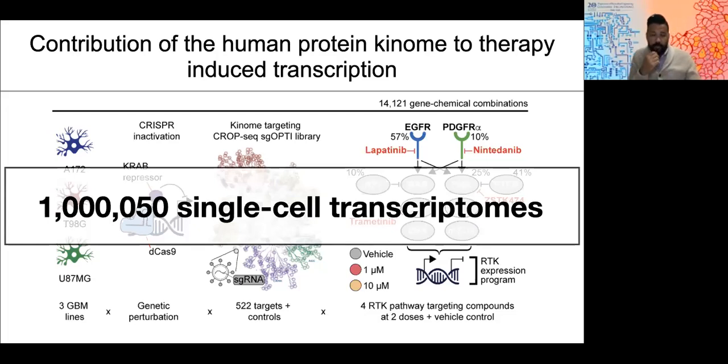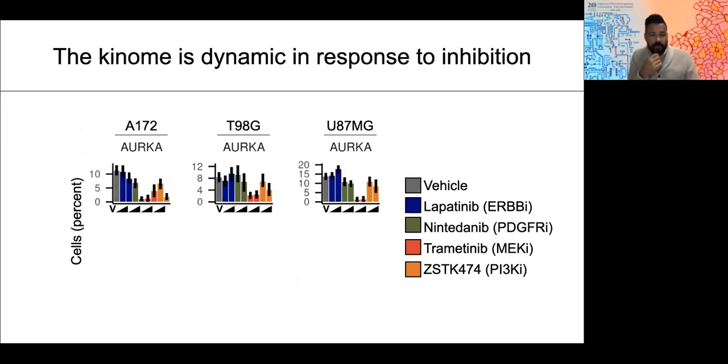Now, the first question we have is whether the kinome in and of itself is dynamic in response to these treatments. So here I'm showing you the percent of cells in our experiment, specifically our control cells or non-targeting cells, that express different kinases. Here I'm showing you the expression of Aurora kinase A as a function of either vehicle exposure or one of the 4 treatments, and we treated cells at 2 doses. And what we observe, for example, is that for some kinases, such as Aurora kinase A, there's a downregulation that is significant for all 3 cell lines in response to trametinib.